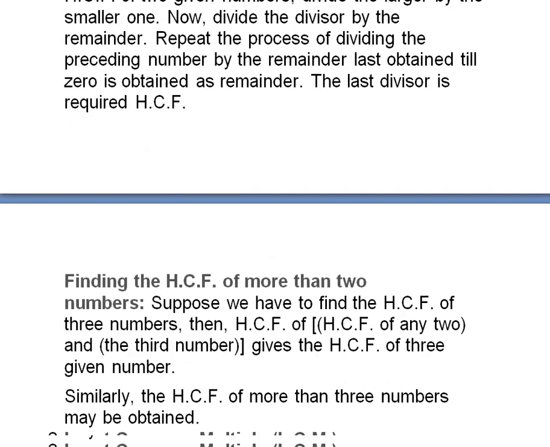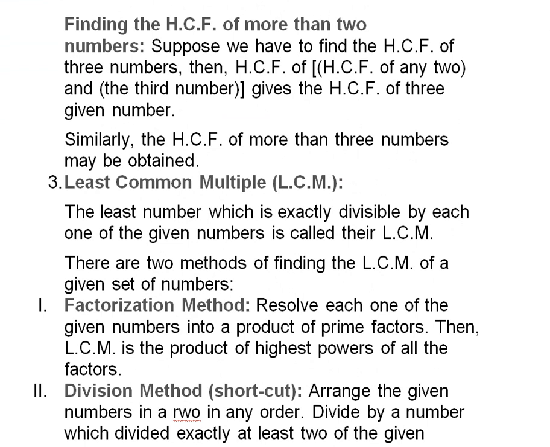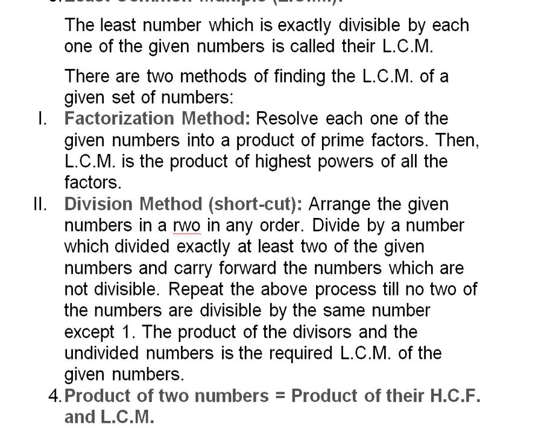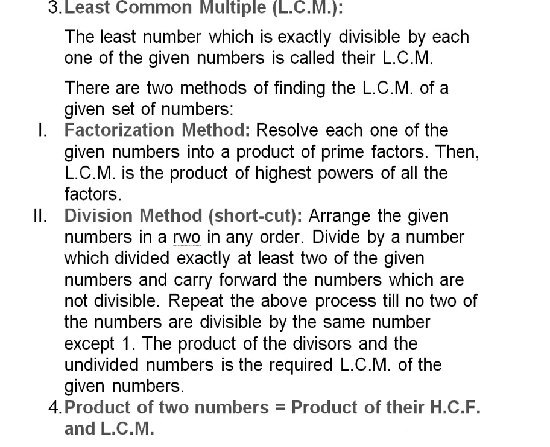Now finding the HCF of more than two numbers. Suppose we have to find the HCF of three numbers, then the HCF of any two, and the third number, gives the HCF of the three given numbers. Similarly, HCF of more than three numbers may be obtained. Now least common multiple, that is LCM. So the least number which is exactly divisible by each one of the given numbers is called LCM.